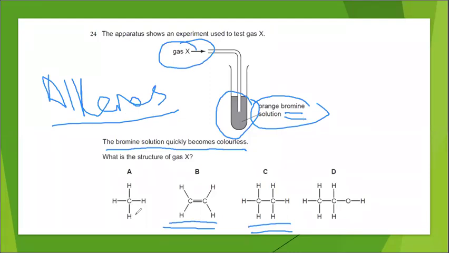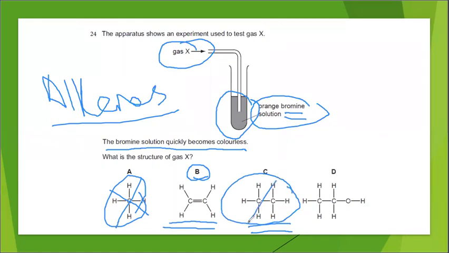So A is an alkane because there are no double bonds present. So A is out. B has a double bond, so B is possible. C has no double bonds, so therefore it's not an alkene, it's an alkane. D has an OH group, it's not an alkane, it's not an alkene, it is an alcohol. So that leaves us with the option B, as in boy, because of the presence of the double bond.